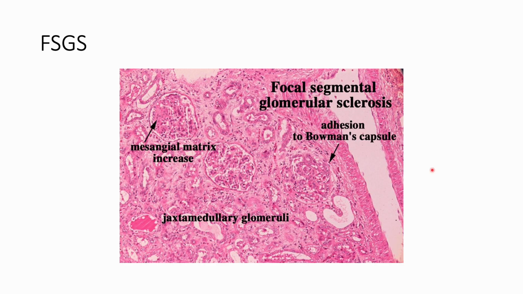Now, this is another example. Here we have 1, 2, 3 glomeruli, and again you see this segmental scarring here. Here you don't see much. You see an increased mesangial matrix in between the capillary loops. You see this adhesion to Bowman's capsule. This is also characteristic of focal segmental glomerulosclerosis.